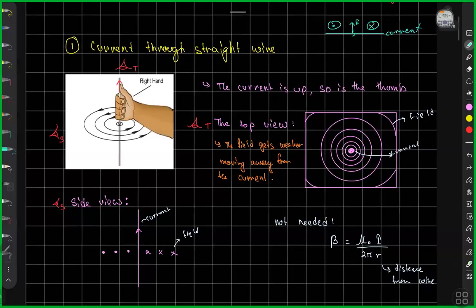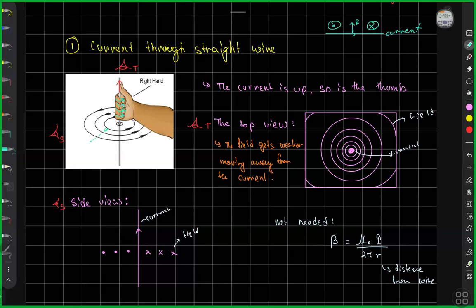If you don't know, we're going to cover it. Basically, let's say upward is the direction of current. It could be either way, but let's say upward is the direction of current. Your hand's direction is showing the direction of field. So if upward is the direction of current, this is how the magnetic field line looks. It's anti-clockwise like this.